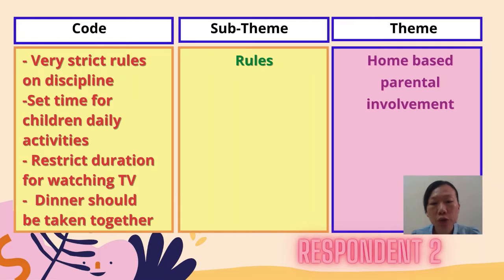As for the second respondent, she is very strict with rules on discipline, as she believes self-discipline is the root of success. She sets time for the children's daily activities. She restricts the duration for watching TV, and she said that dinner should be taken together.